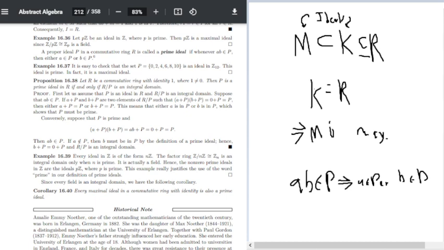Example 16.37. It is easy to check that the set P = {0, 2, 4, 6, 8, 10} is an ideal in Z12. This ideal is prime. In fact, it is a maximal ideal.